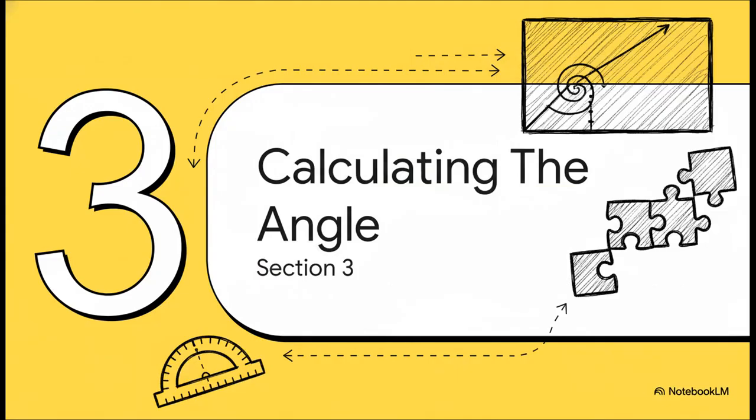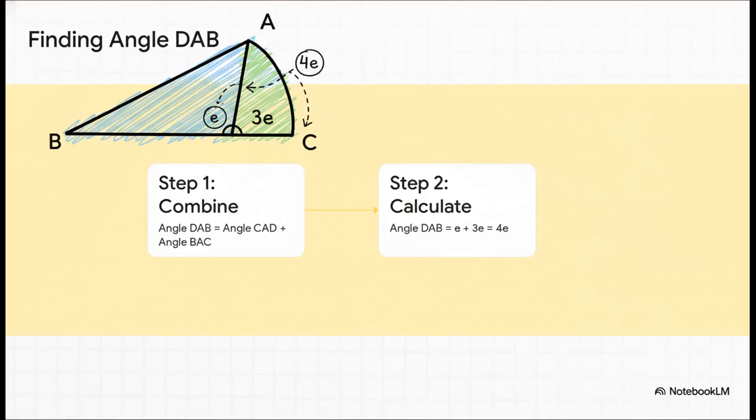All right, next section, calculating the angle. Now that we found that angle ACD, we can use it, and what we already know, to figure out one of the main corner angles of the whole parallelogram. Let's focus on that big corner angle, DAB. You can see it's just made of two parts stuck together, angle CAD, which is E, and angle BAC, which is 3E. So you just add them up. E plus 3E gives us 4E. A simple step, but absolutely vital.